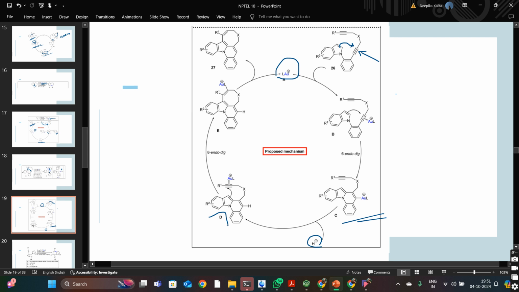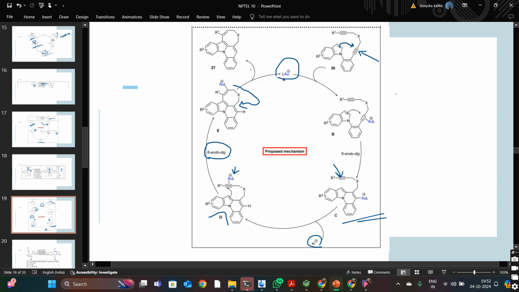Okay, now we have the second fragment of alkyne, which is this one. Now this is going to be activated by our gold catalyst. Okay, and now the indole fragment is again going to undergo hydroarylation to give us an 8-endo cyclization, and we are going to get cyclization to get this 8-membered ring.